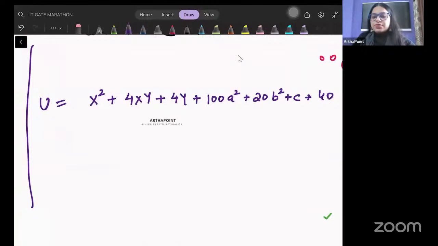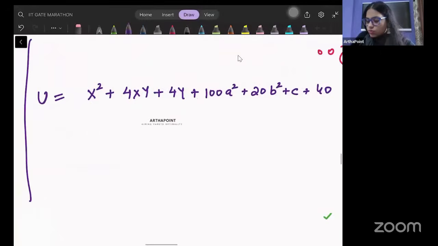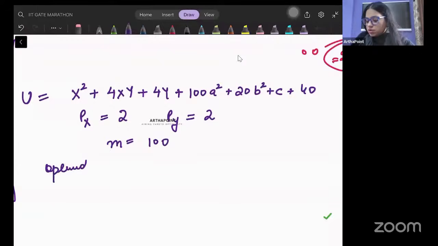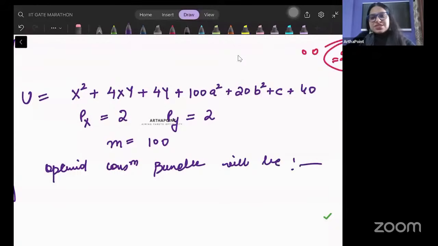Then they ask you, price of good x is 2, price of good y is 2. Income of the consumer is 100. The optimal consumption bundle will be. It may seem that this is very tricky, but this is one of the easiest questions you can get.